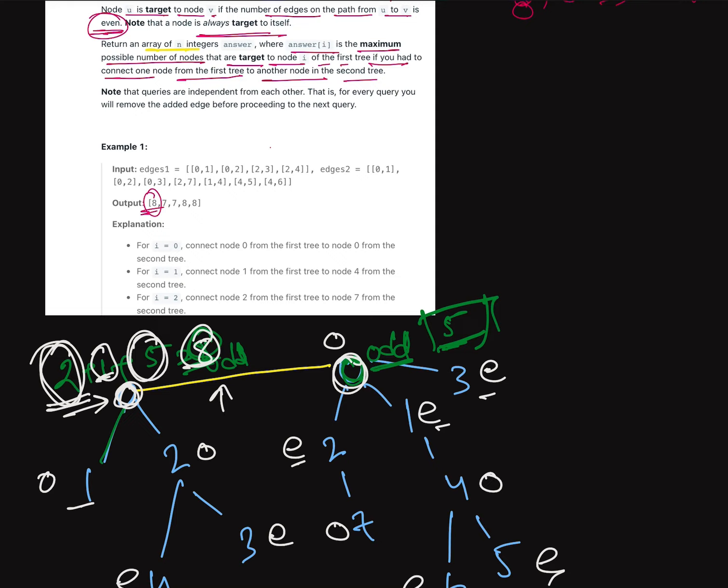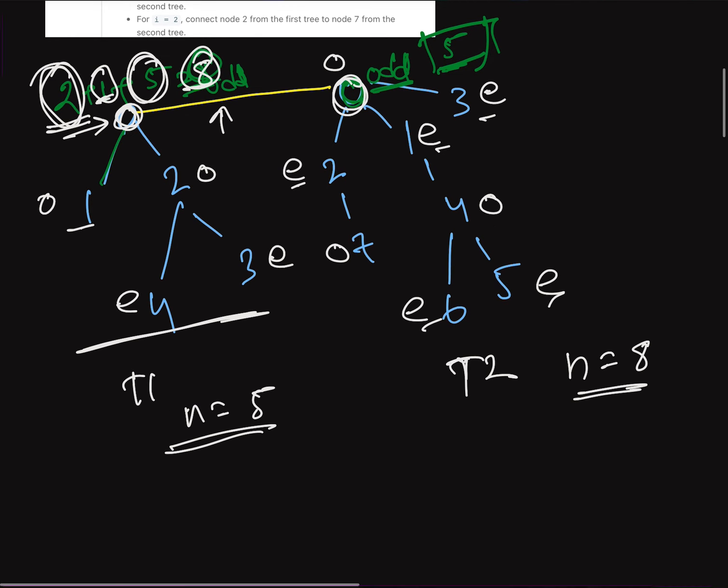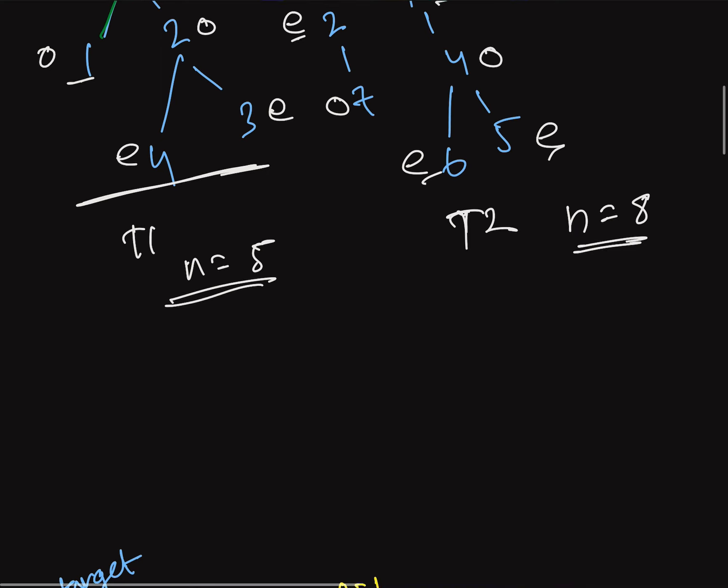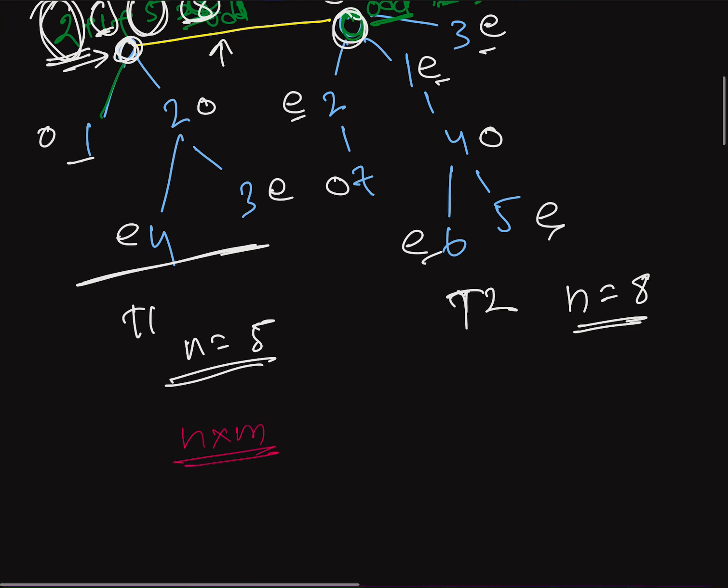Now how can we actually solve this? The brute force approach is you can connect all nodes from tree 1 to tree 2. So there will be n into m combinations, and then check how many nodes are at even distance from the current index i, correct? This is the brute force approach. Now how can I optimize this?